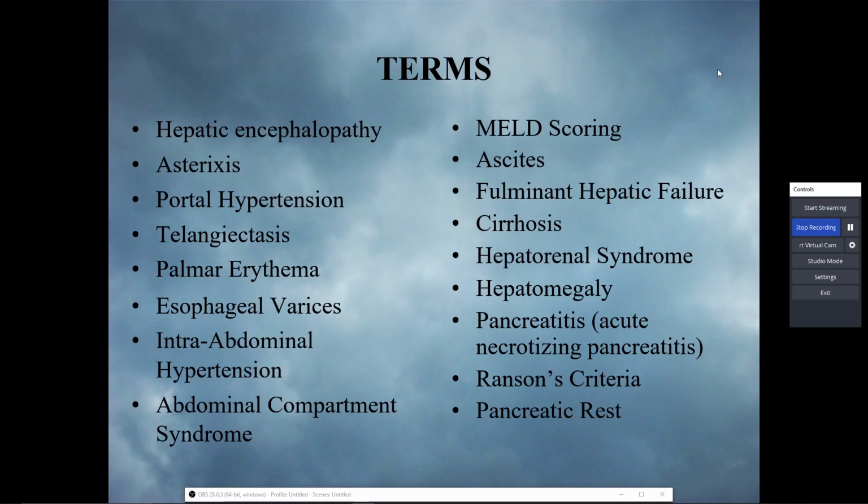Common terms that we're going to be utilizing as we lecture. We're going to talk about hepatic encephalopathy. We're going to talk about asterixis, portal hypertension. Here's a fun one. Telangiectasis. There it is. Palmar edema, esophageal varices, and so on. I'm not going to sit here and read every one of these, but these are the concepts and the terms which you should probably get used to seeing, because we will see these on a regular basis as we move throughout the chapter.